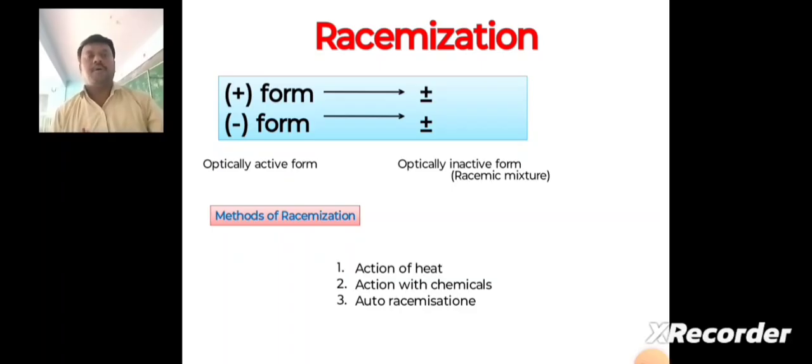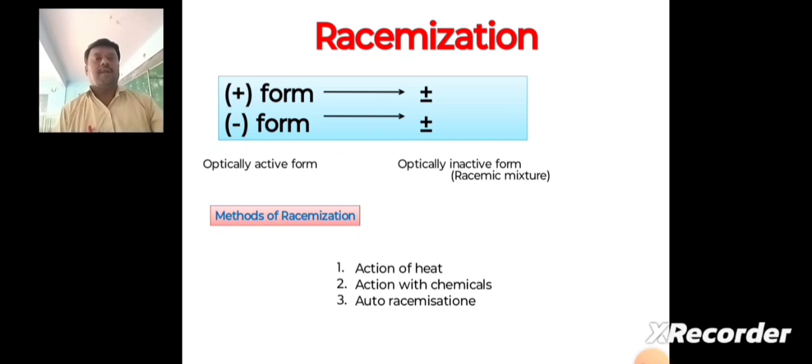The plus form is optically active. The minus form is optically active. This plus form or minus form is converted into an optically inactive plus minus form, which is called as racemic mixture. Racemic mixture is the mixture of 50% plus form and 50% minus form, which is optically inactive because of external compensation. So the conversion of this plus form or minus form into plus minus form is called as racemization.